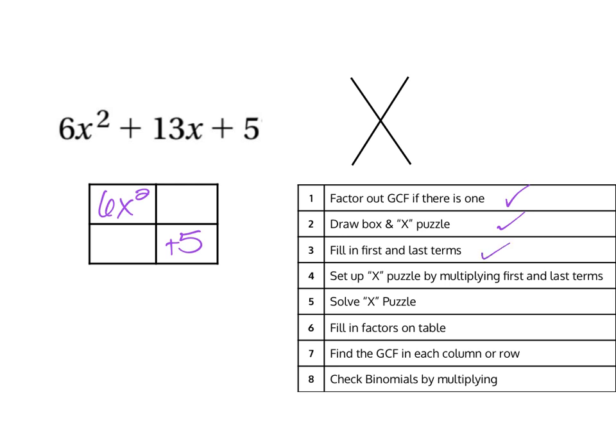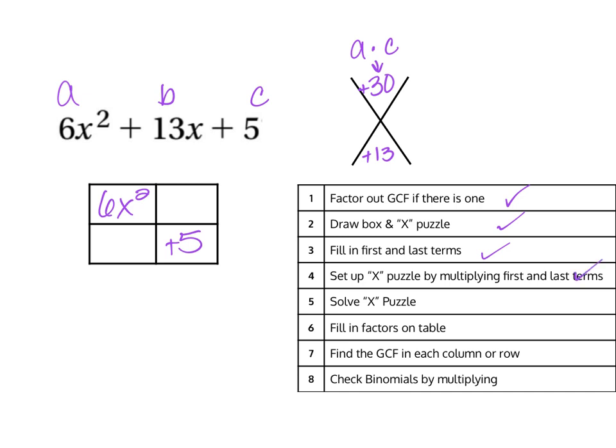I'm going to multiply 6 times 5, which is 30. So this is A, this is C. So we're multiplying A times C to get 30. And then B goes down here. Oh, I don't know why I wrote a B, but the B value is 13, or plus 13. So I'm going to make sure I put that these are positive or negative. So there's that. Now I'm going to solve my X puzzle.